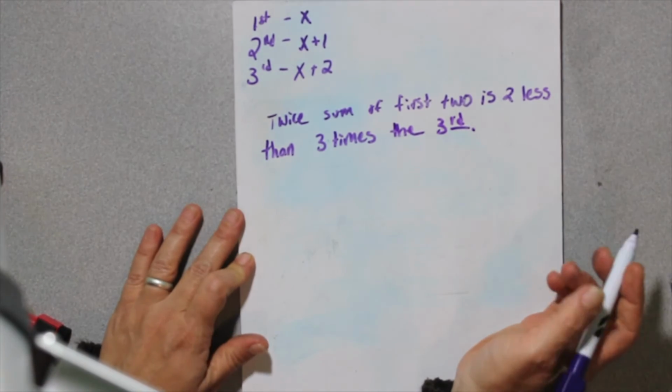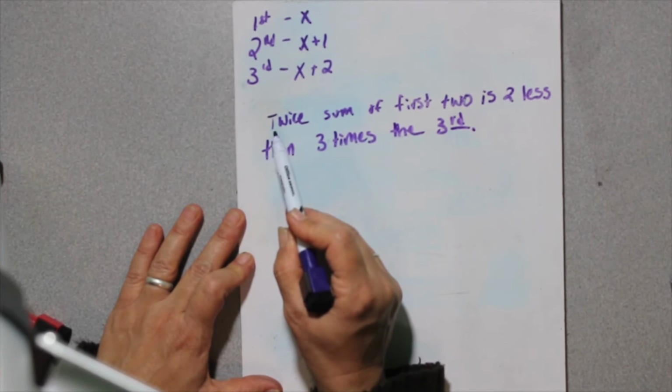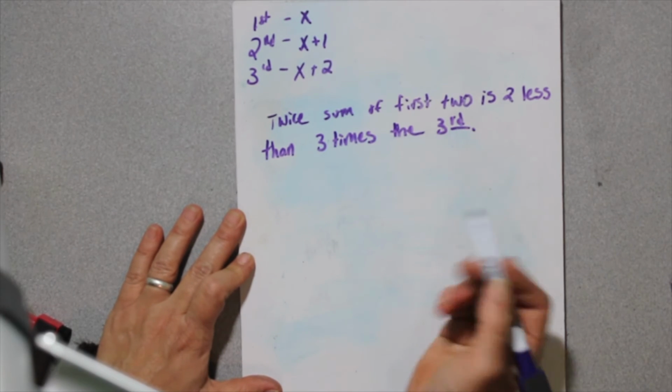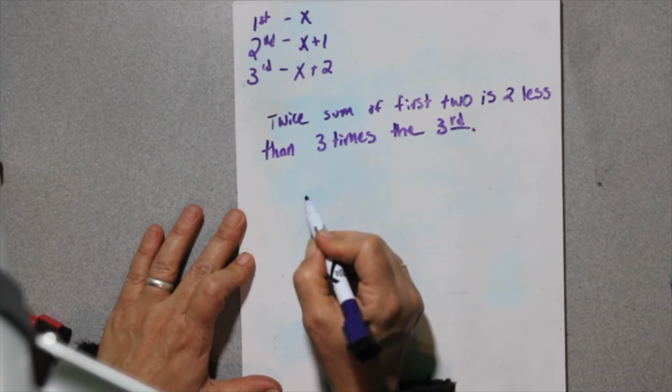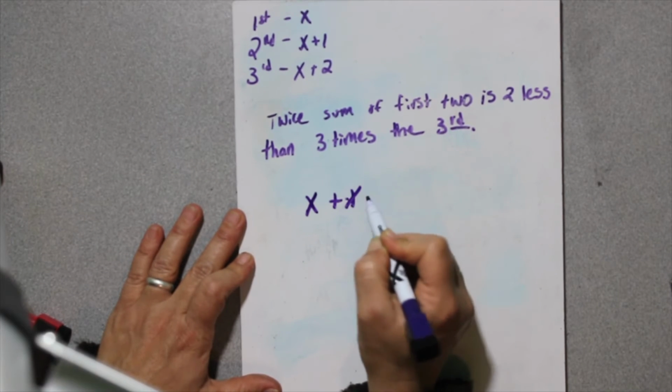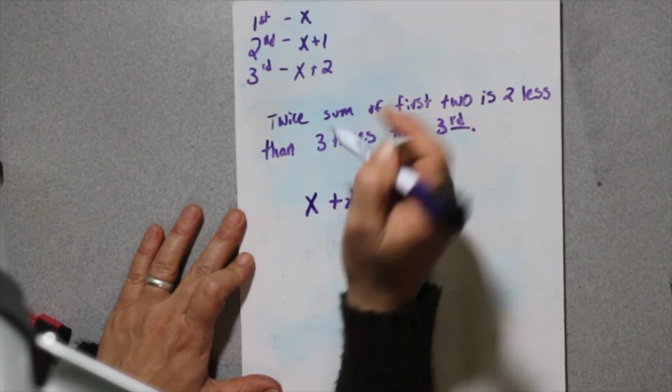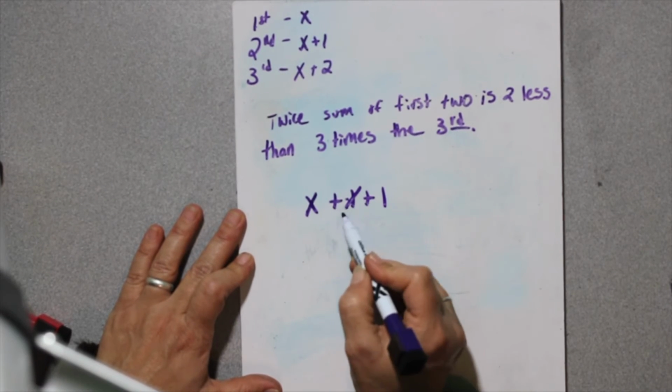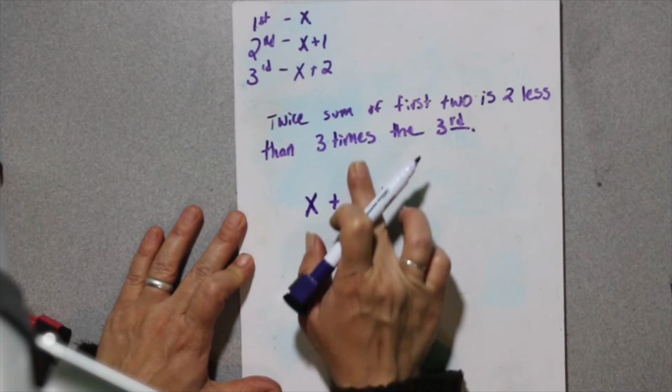Okay, so that seems confusing, but we can go through it one step at a time. Twice the sum of the first 2. So the sum of the first 2 means we're going to have to add the first 2. So x plus 1. Okay, so that's the first is x, and then the second one is x plus 1.